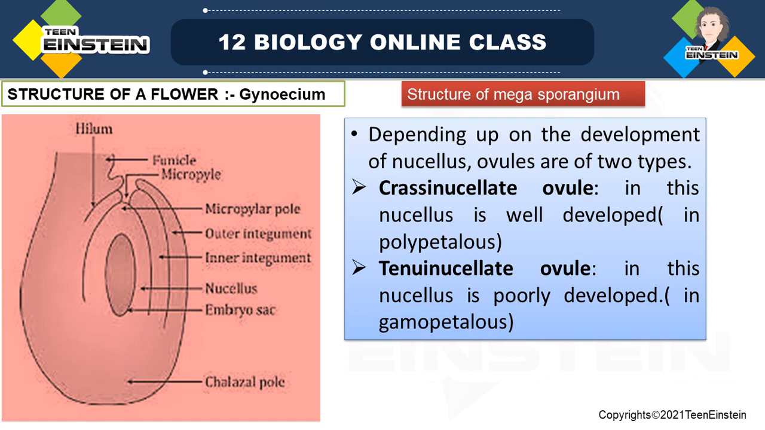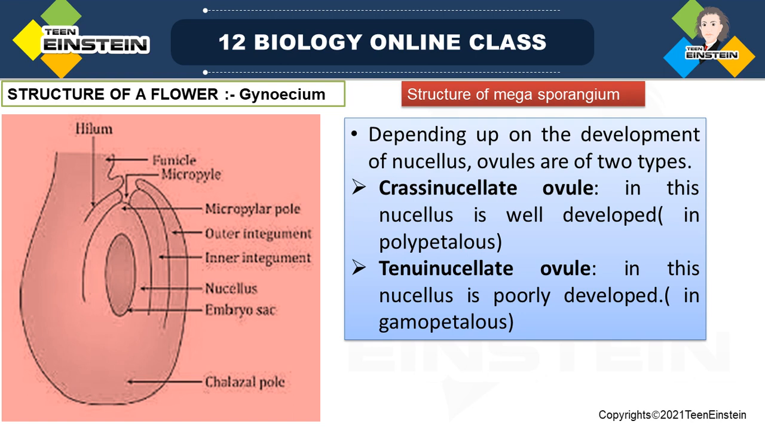And the second type is tenuinucellate. In the tenuinucellate type, the nucellus is not well developed, it is very less developed, or the nucellus is single layered in this type of ovule. It is present in gamopetalous. So the crassinucellate condition is present in polypetalous, and the tenuinucellate condition is present in gamopetalous.